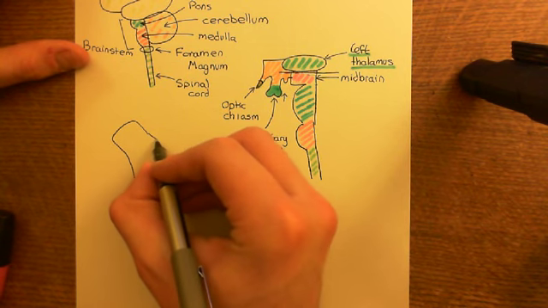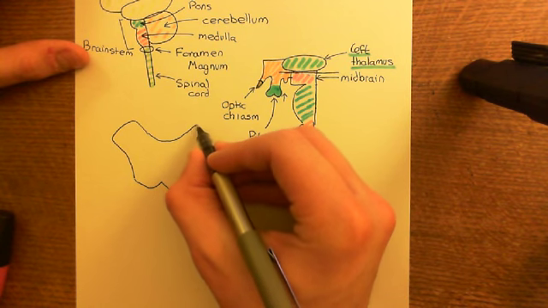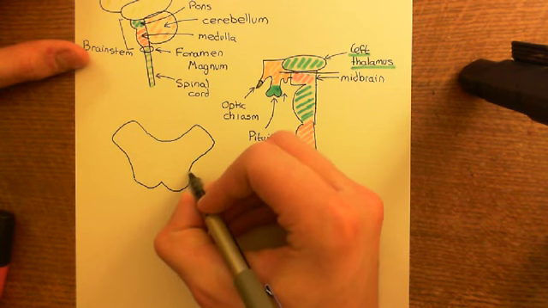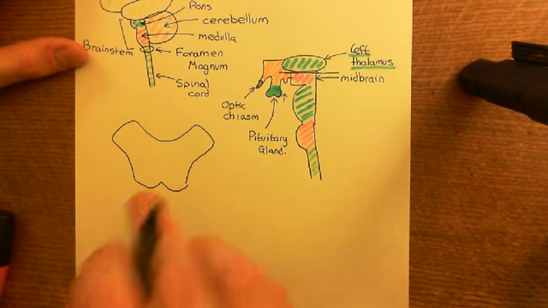Instead, it generally ends up looking like a pig. The reason it looks like Mickey Mouse is it has the two cerebral peduncles sticking out on either side, and those look like the ears of Mickey Mouse. So this is what the midbrain looks like from above.